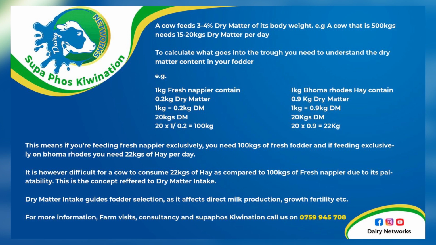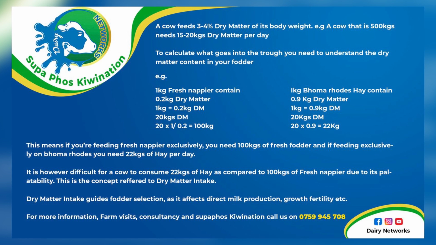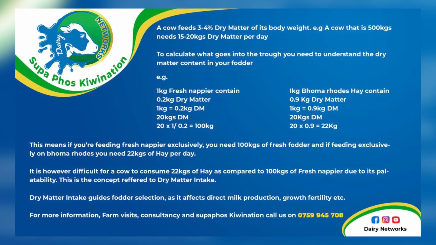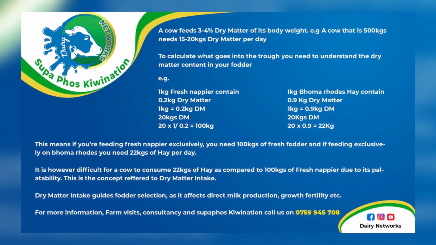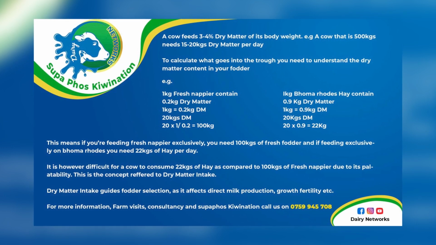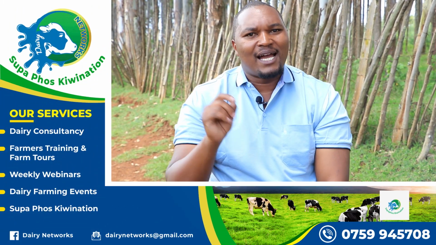If I'm feeding my cow on Boma Rhodes hay, which has about 90% dry matter, then 1 kg of Boma Rhodes gives me 0.9 kgs of dry matter. What about my target of 20? So it will be 20 divided by 0.9. So you have seen the comparison. If I'm feeding exclusively on Boma Rhodes hay, I'll require 22 kgs of hay in a day. But if I'm feeding fresh Napier, I'll require 100 kgs.